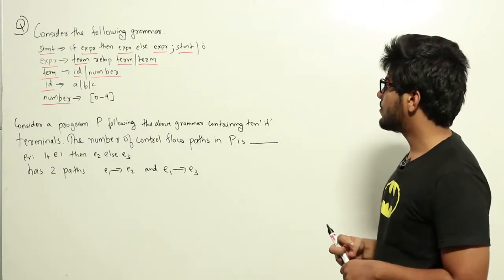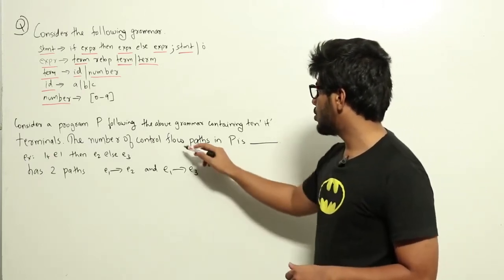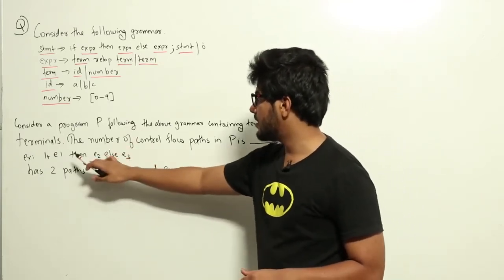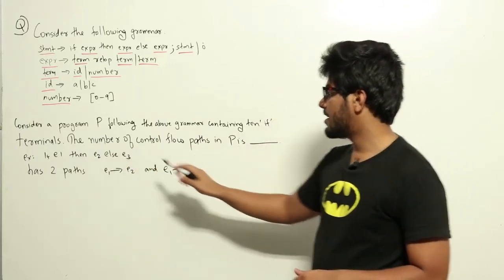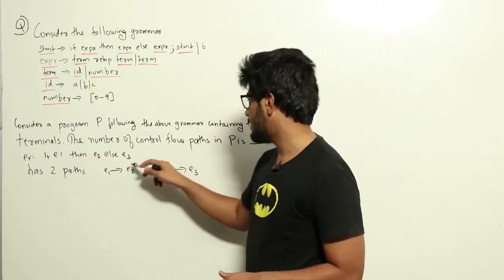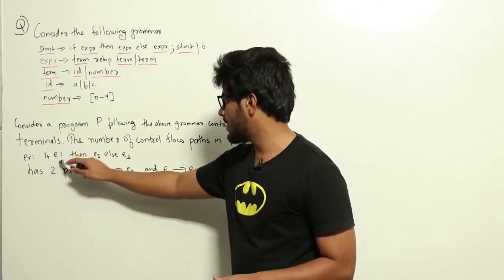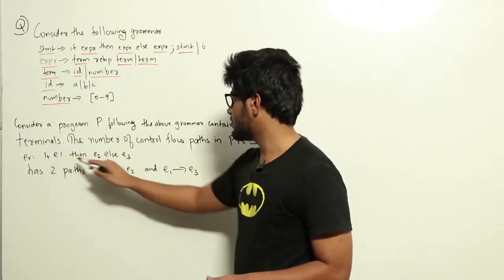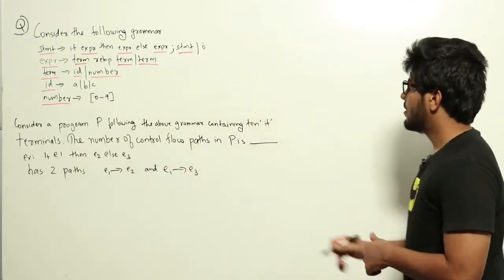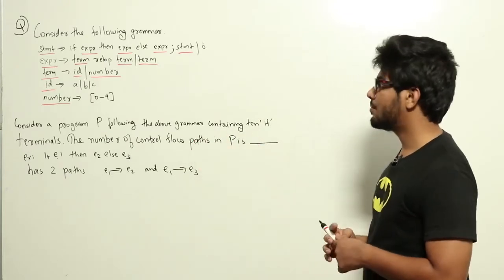Consider a program P following the above grammar containing 10 if terminals. The number of control flow paths in P is dash. They also give an example program: if E1 then E2 else E3. That program has two paths, that is, take E1 then E2, or E1 and then E3. This corresponds to the expression being true and taking this part, and this corresponds to the expression being false and then taking this part E3. So we have been told that there are 10 if terminals. We have to find out the number of control flow paths in P.